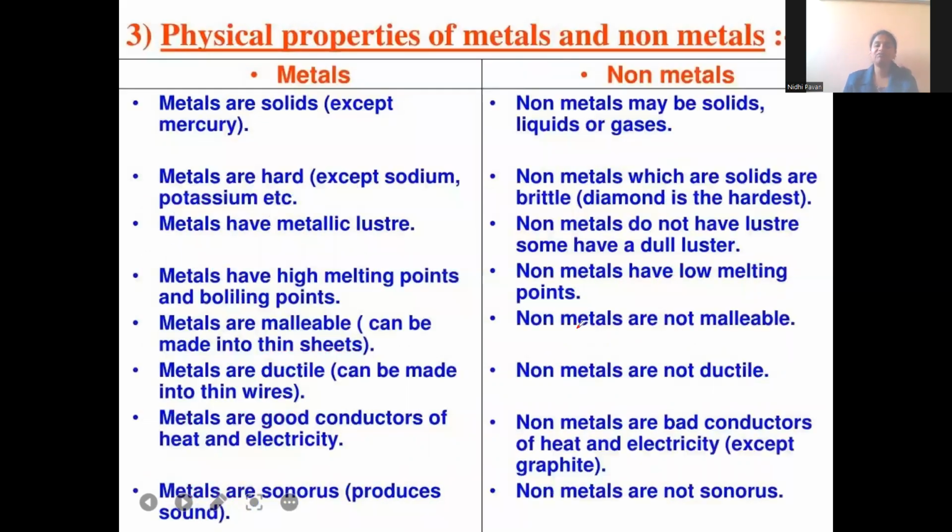Now let us begin with the physical properties of metals and non-metals. Physical properties means the outer look, how it will be, whether it will be shiny, hard, brittle, and all of that we are going to learn in this session.